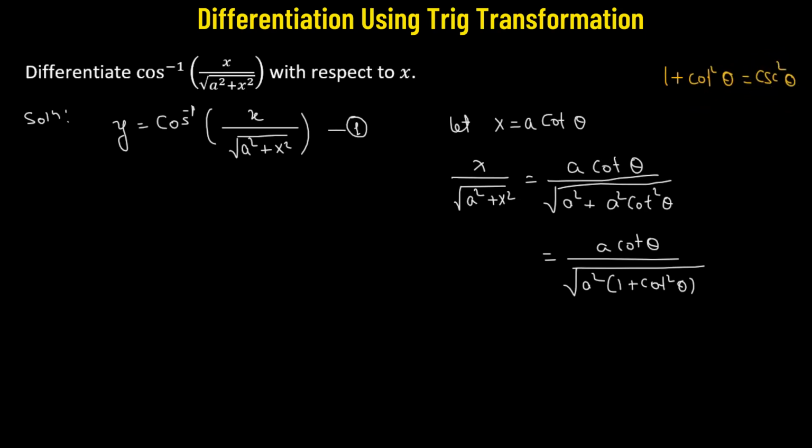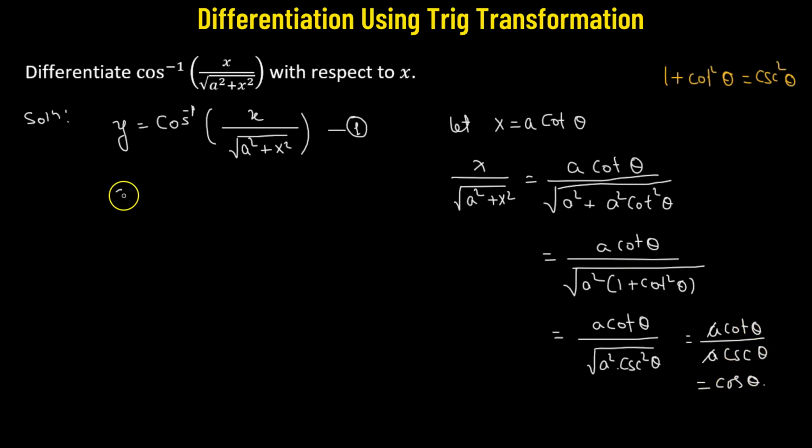This is an identity. So that means we now have a times cotangent of theta divided by square root of a squared times cosec squared theta. Now since the term within the radical is a perfect square, this gives us a times cotangent of theta divided by a times cosecant theta. The ratio cotangent of theta divided by cosecant of theta is simply cosine of theta. So our equation number 1 becomes y equals cosine inverse of cosine of theta, which is simply equal to theta.